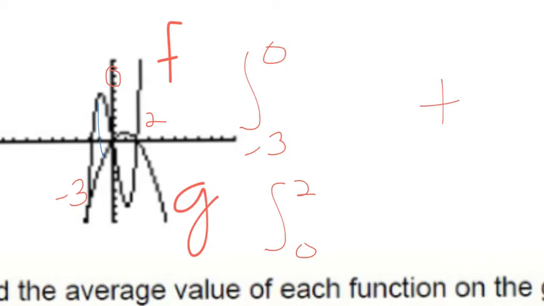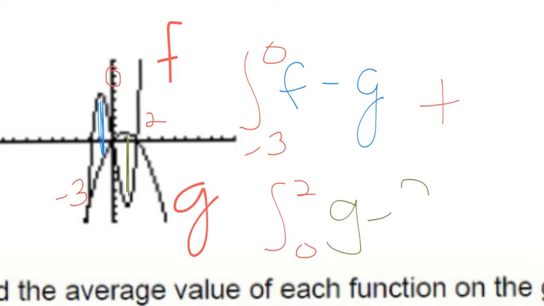So over here from -3 to 0, the top graph is the cubic f of x. And then over here on the right, the top graph is the quadratic, so that's going to be g minus f. Individually, you're going to find this integral value in the calculator and then add them together.